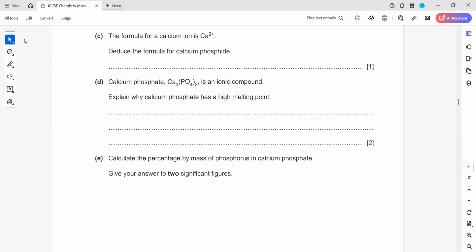The formula for the calcium ion is 2 plus. Deduce the formula for calcium phosphide. So calcium is 2 plus and the phosphide ion is 3 minus. What is the formula for calcium phosphide? We just cross multiply the valencies. 3 will be with calcium and 2 is with phosphorus.